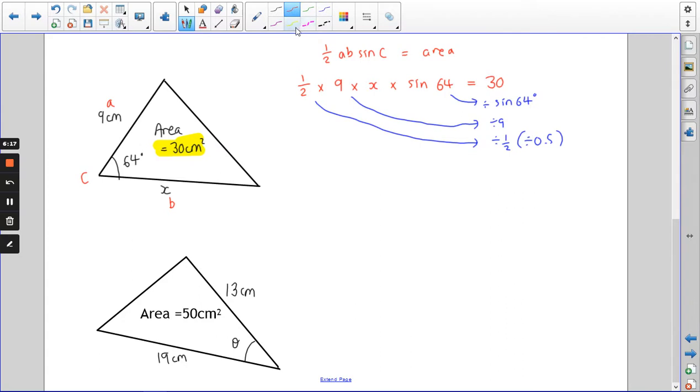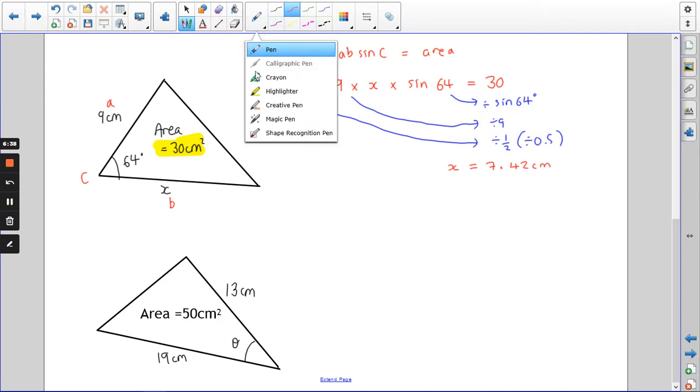And what you should get then is that x, because x is the only thing left on the left hand side, is 7.42 centimetres. So a simple bit of rearranging, because we knew the area was 30. So bring things over and divide, and what you're left with is x. So that's straightforward enough. This is similar.